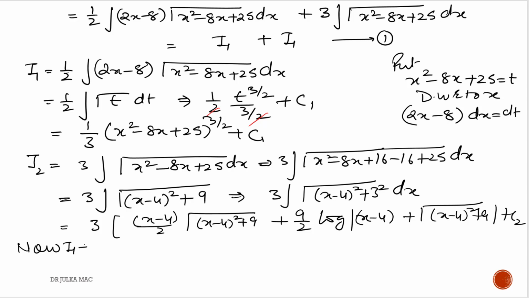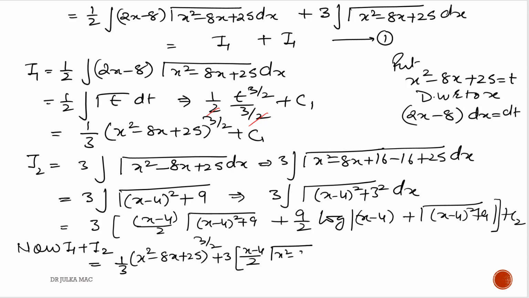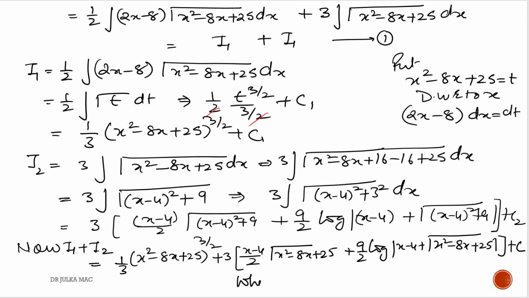Now what is I1 plus I2? Now we'll add both. The answer is 1 by 3 (x square minus 8x plus 25) raised to the power 3 by 2 plus 3 times (x minus 4) upon 2 in root x square minus 8x plus 25 plus 9 by 2 log mod (x minus 4) plus in root x square minus 8x plus 25, plus c, where c equals c1 plus c2.